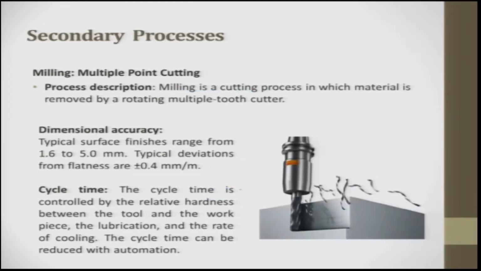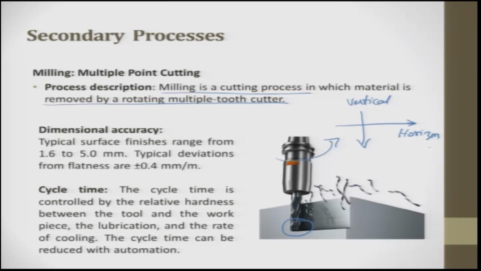Next, when I talked about milling, I said drilling has a 2-point cutting, two cutting edges. In milling you will have multiple cutting edges. When these multiple cutting edges are rotated, they remove material as chips. You can see here how the chips fly and fall. Milling is a cutting operation in which the material is removed by a rotating multiple-tooth cutter. Depending upon the axis, it can be a vertical axis or a horizontal axis.